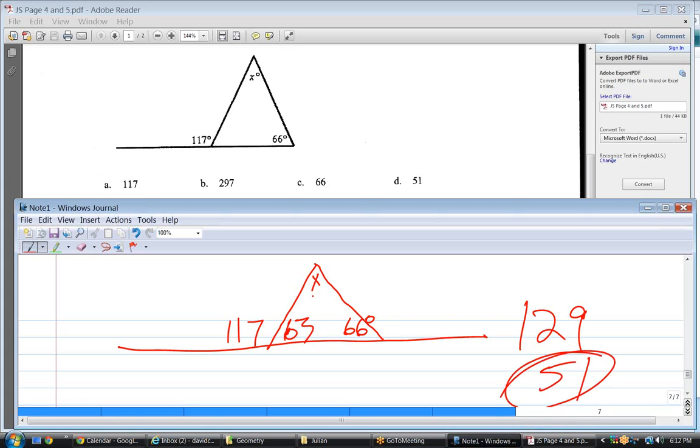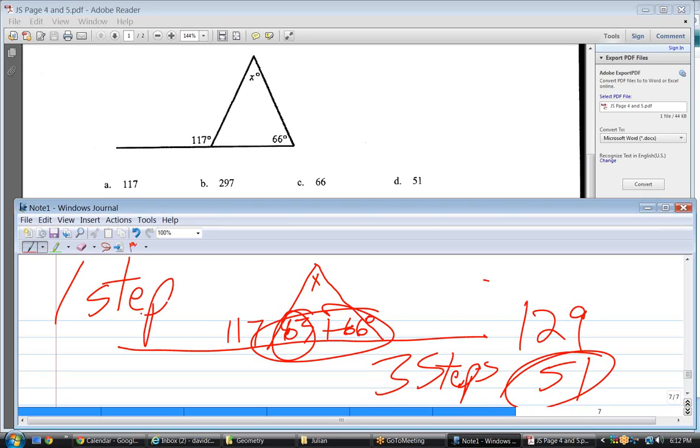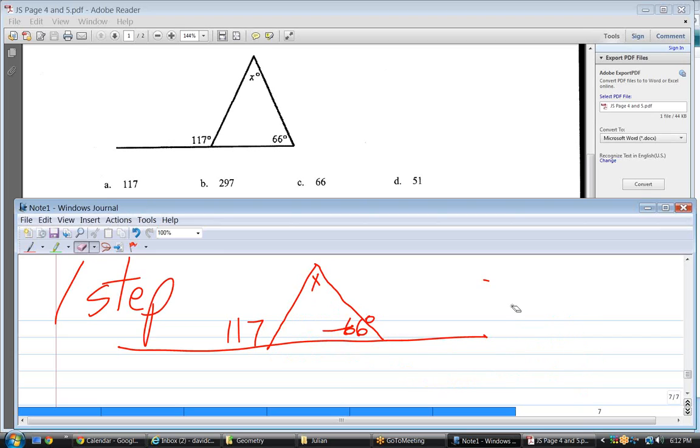But notice that that was one step, and then adding those is 2 steps, and then subtracting that from 180 is 3 steps. As opposed to 1 step the first way. The first time I did it, I had one equation only that solved with 1 step. In other words, I said 117 equals x plus 66 and pretty much done.